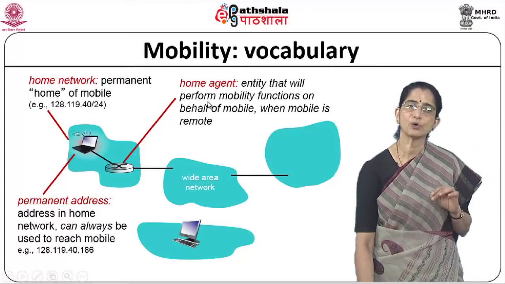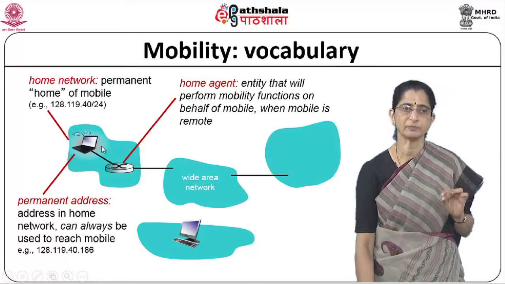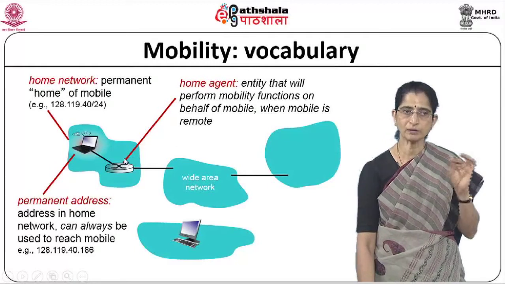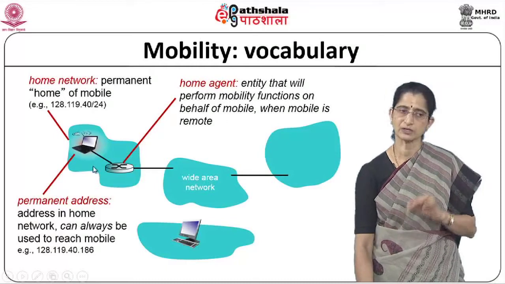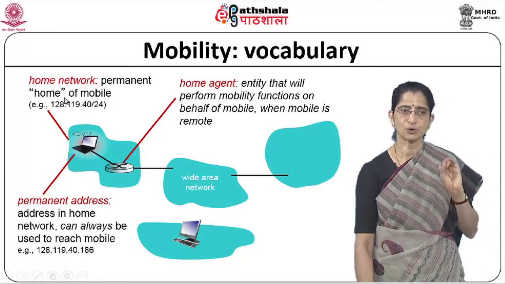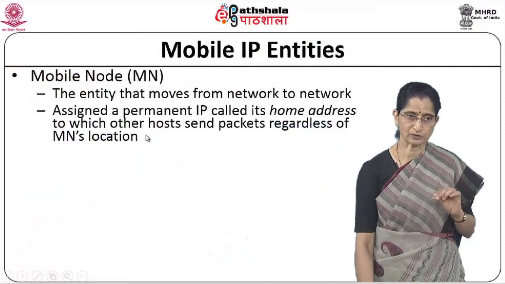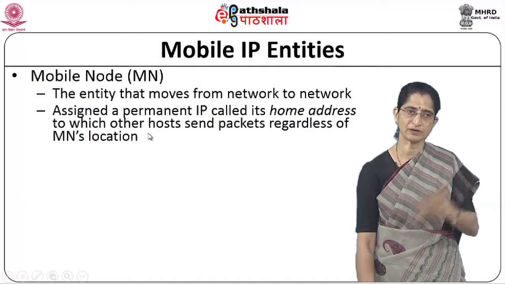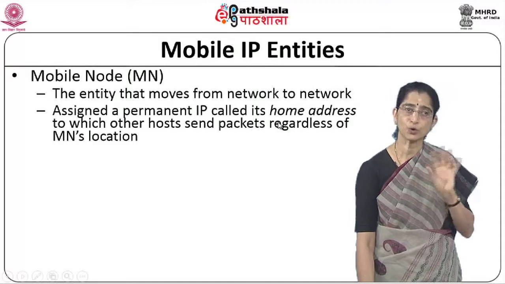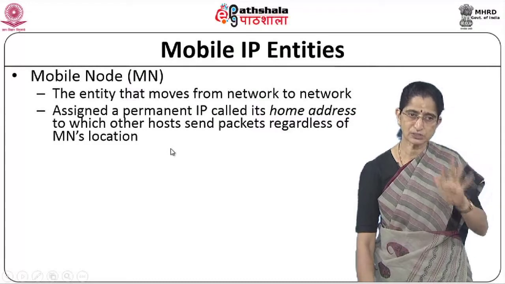Then we talk about something called a home agent. Now, the home agent is an entity which will be on your home network, and it is responsible for performing the mobility related functions on behalf of the mobile when the mobile is remote. When it is there in the home network, it just passes it to that particular node. Okay. So, home network, home agent, okay, these are two terms that we talk about. So, then we talk about the mobile node. The mobile node is the node that is actually moving from network to network, and it is assigned a permanent IP address, as we said, which is called its home address. That permanent IP address is called its home address. So, all hosts can send packets to this home address.